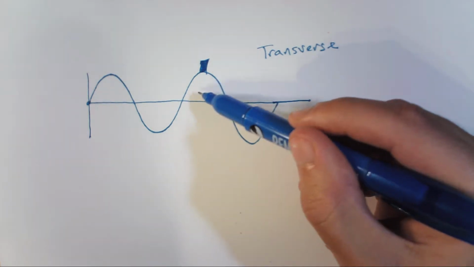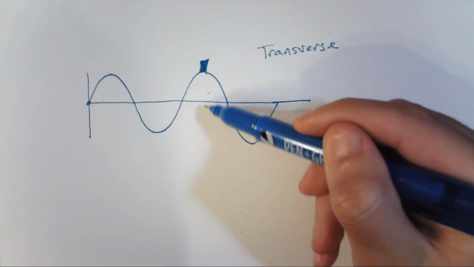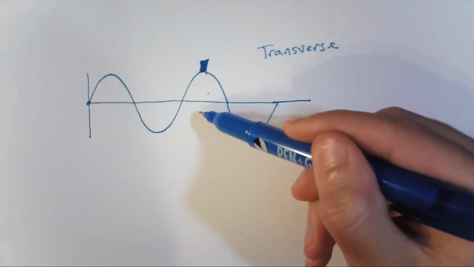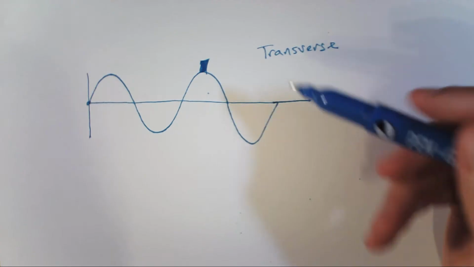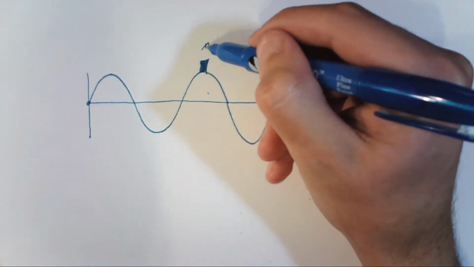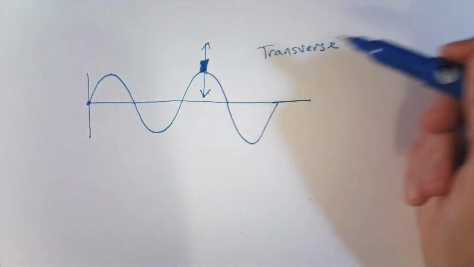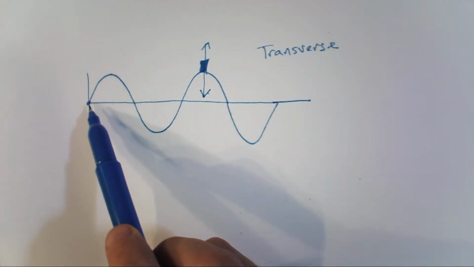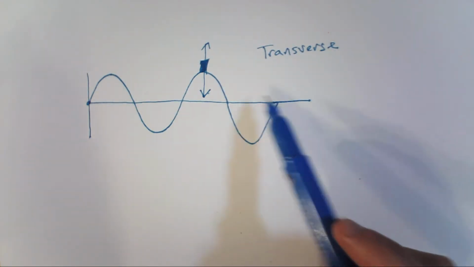Well, that buoy is going to move up, and it's going to move down, and it's going to move up, and it's going to move down, and it's going to swell with each of these waves. So a transverse wave carries its energy perpendicular to the direction of the wave. So the wave, we said, was moving from left to right.